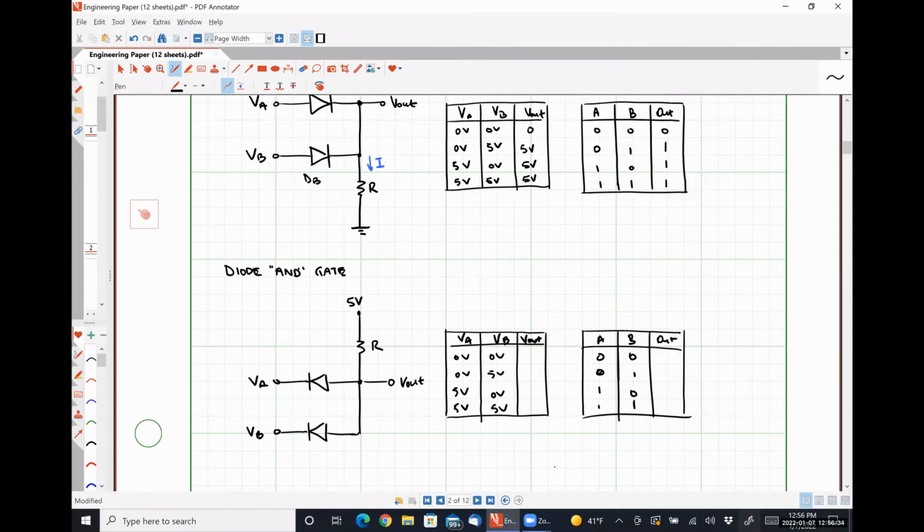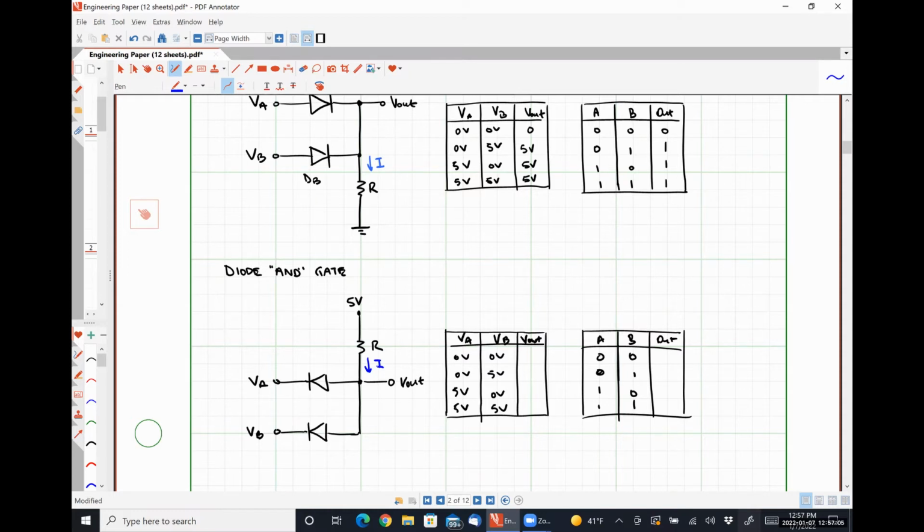All right, so let's talk about how this guy works. It's gonna be very similar. So in order for our output to be high, or 5 volts, what needs to happen? This current up. Annabelle, you have any thoughts?